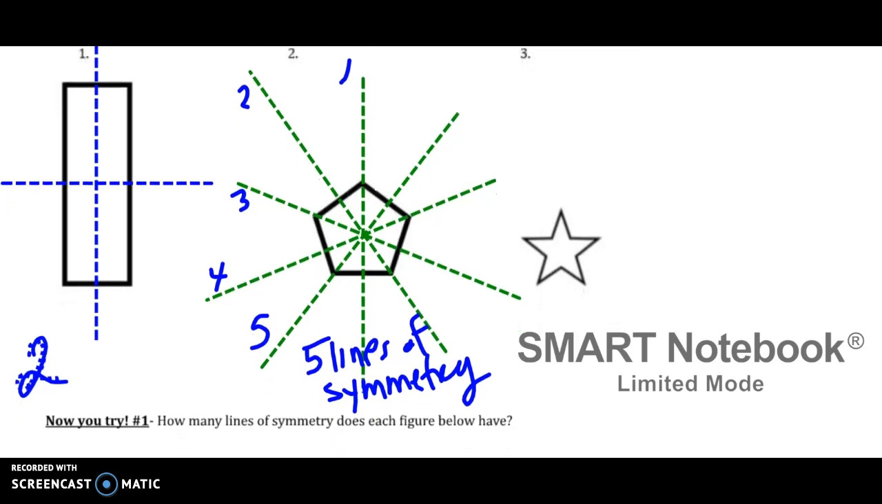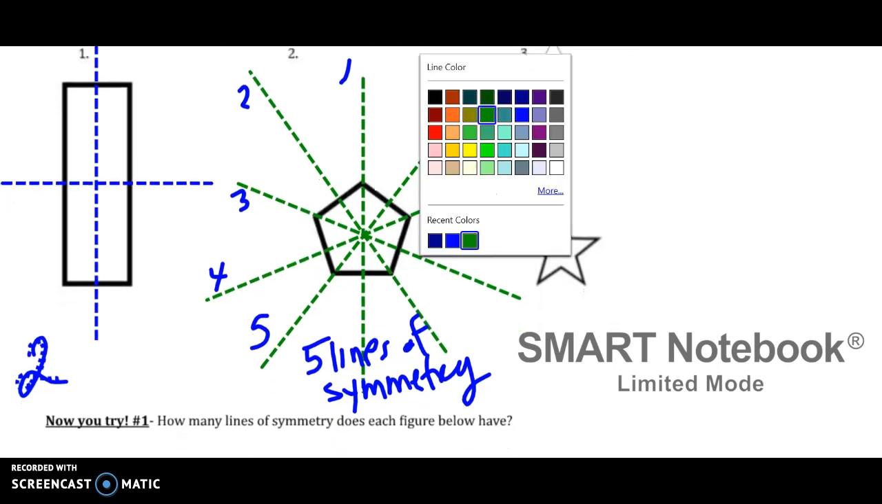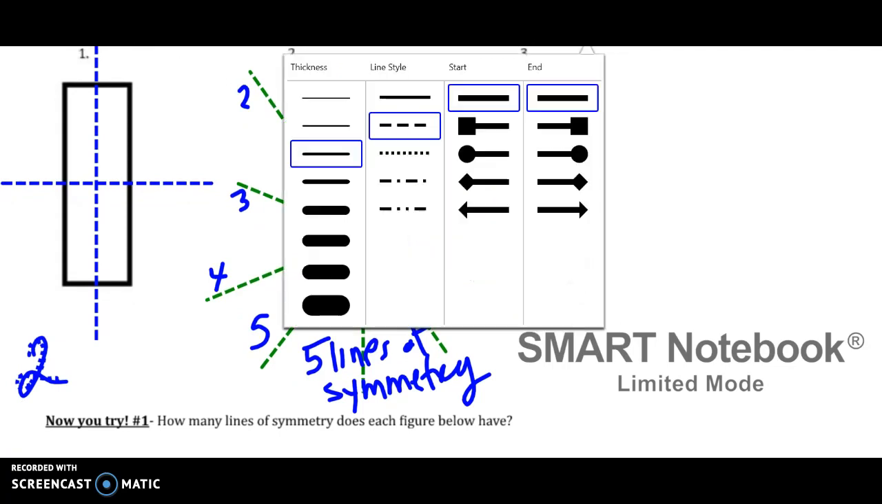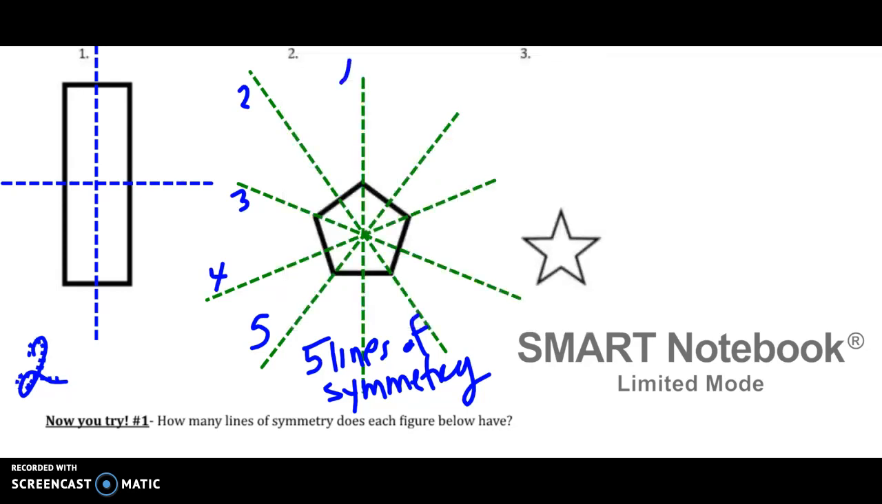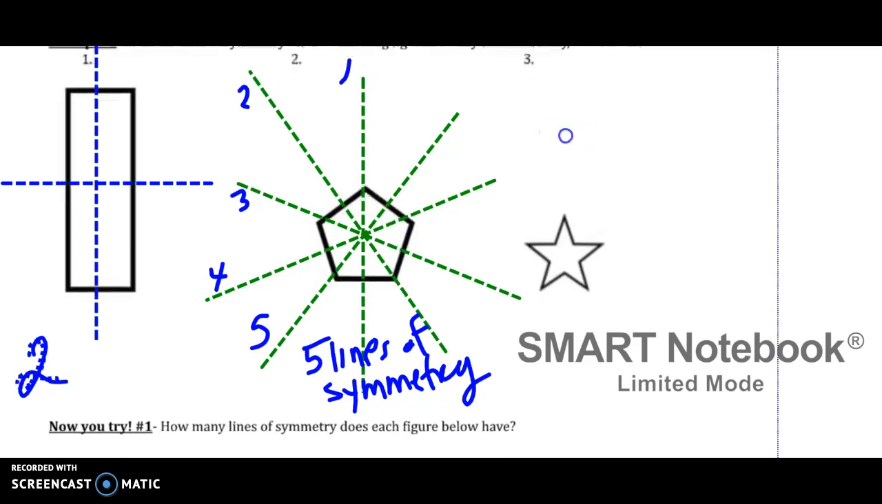Okay, let's take a look at the star. So let's use a different color for the star. And again, make sure my lines look good. So again, we're going to divide this star into halves, or we want to draw all the lines where if we fold the figure over the line, it will line on top of itself. Well, the easiest one is the vertical line.